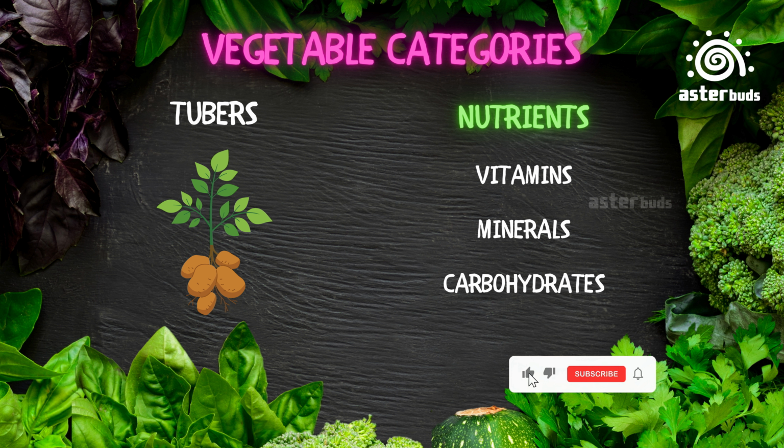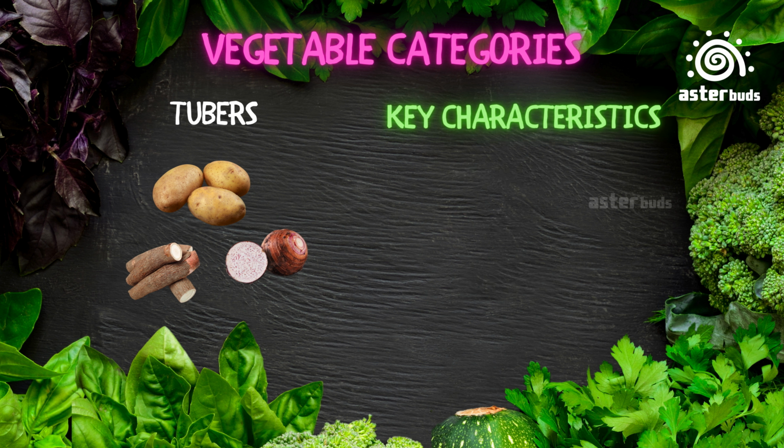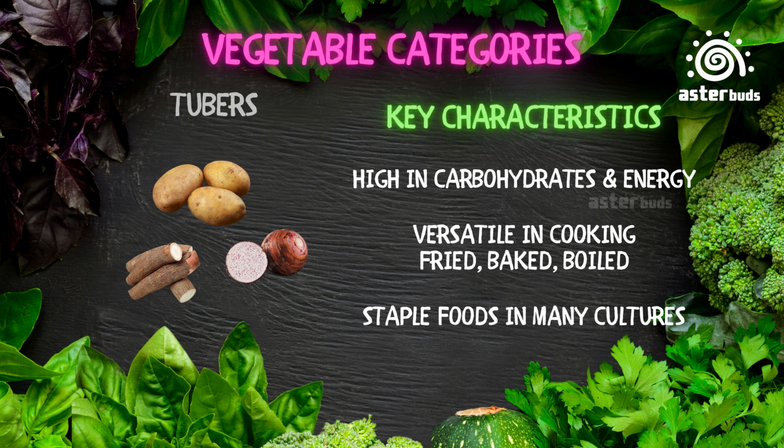Tubers. Tubers are enlarged underground stems that store starch and nutrients. Examples of tubers are potatoes, taro, cassava, etc. Key characteristics: high in carbohydrates and energy. Versatile in cooking, fried, baked, boiled. Staple foods in many cultures.